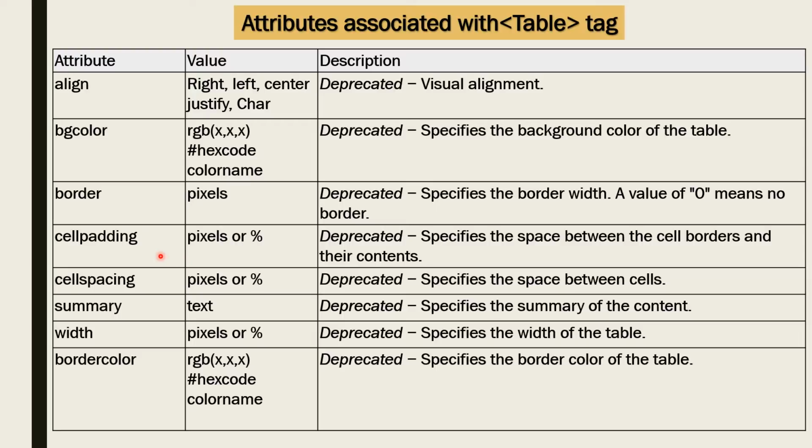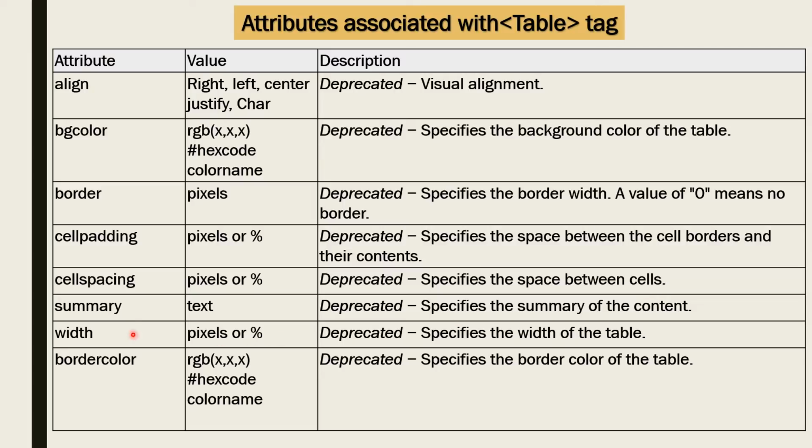Next is cellpadding. Cellpadding is defined in pixels or percentage. It specifies the space between the cell borders and their content. Clear? Cellspacing is also defined in pixels or percentage. It specifies the space between the cells.